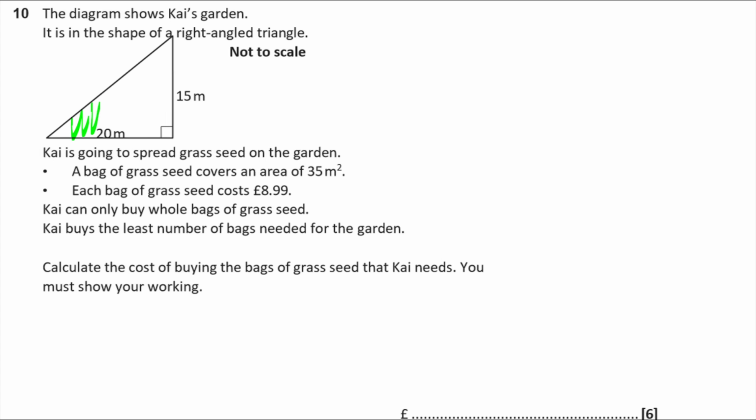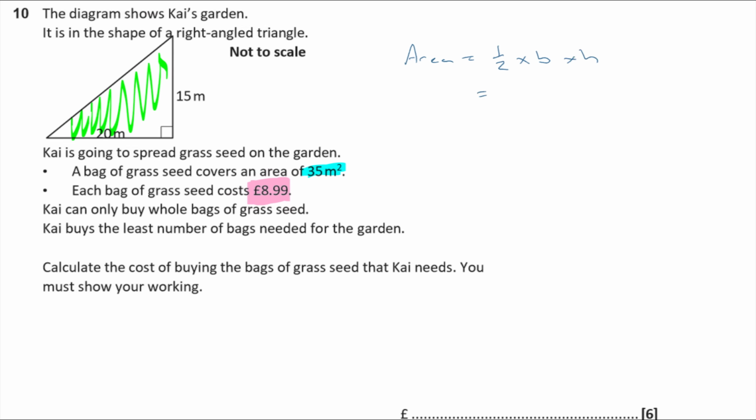Okay, so the first thing we're going to need to do is work out the area of this triangle, isn't it? If we work out what the square meterage of the garden is to start with, we can then use that to work out how many of these bags that we need. And once we know the number of bags, then we can use the cost of each bag to work out how much he's spending. Okay, that's the plan of action. So the first thing is to work out the area of the triangle. So area is equal to, for a triangle, the formula is half times base times height, isn't it?